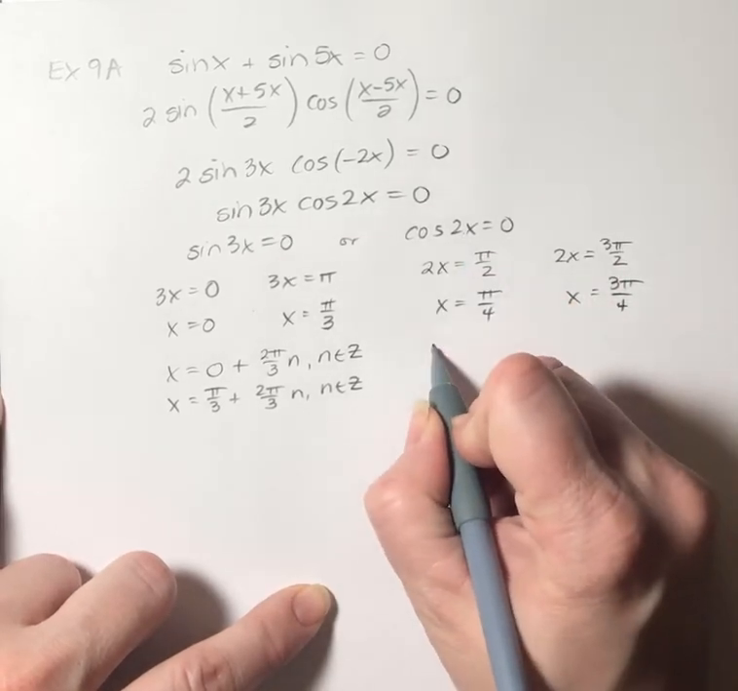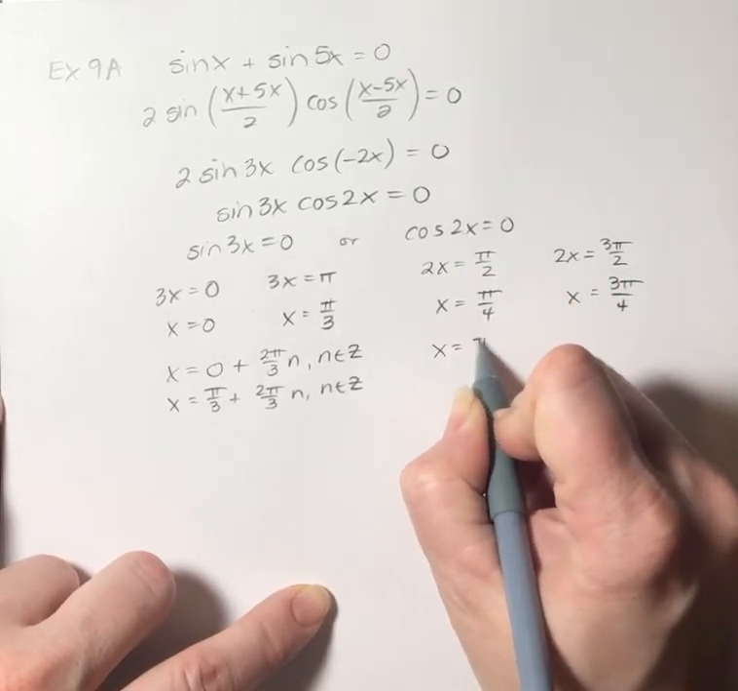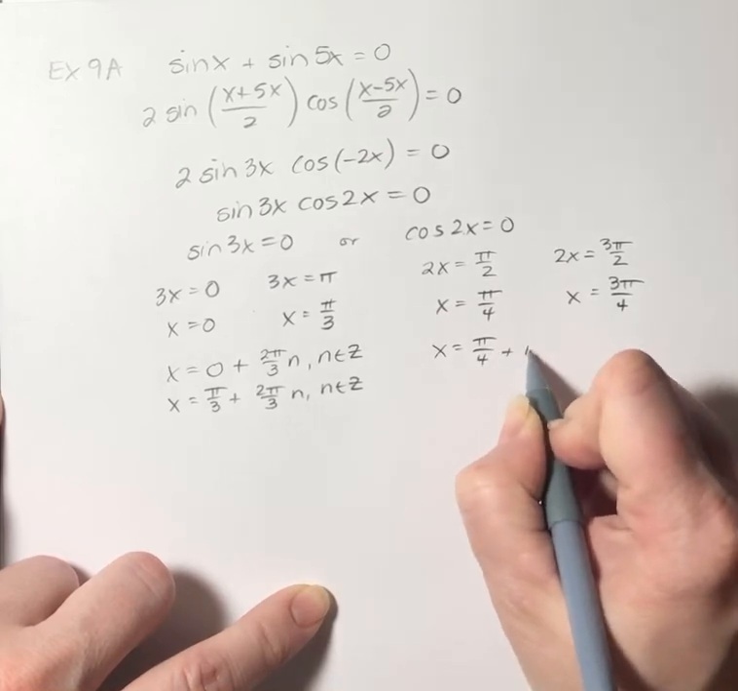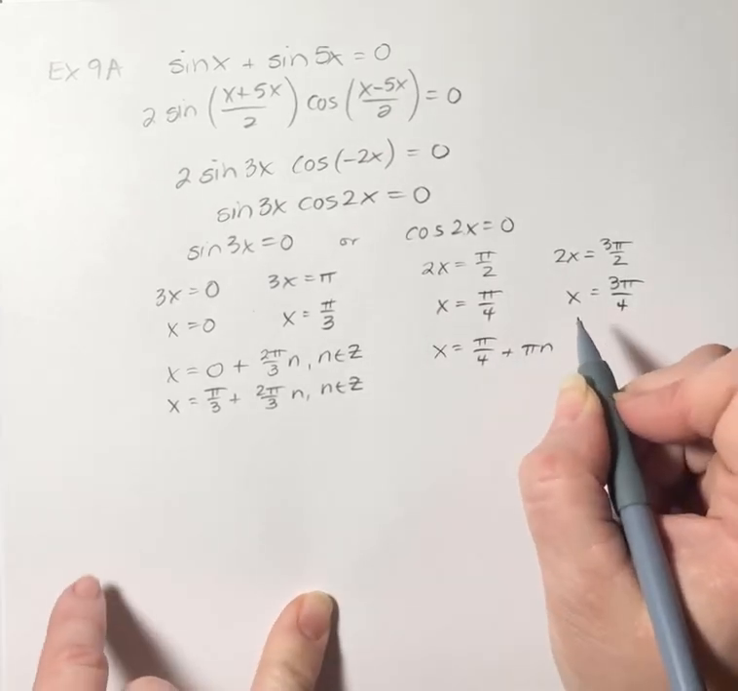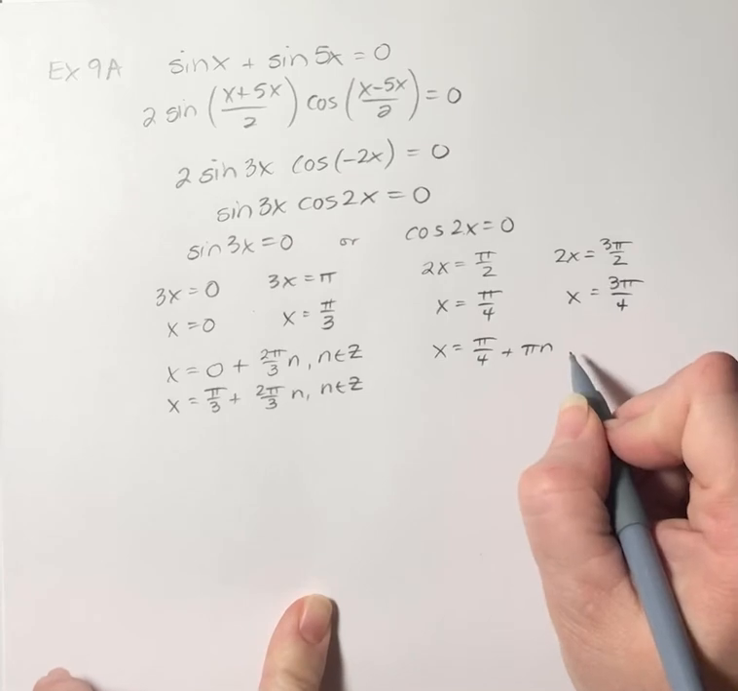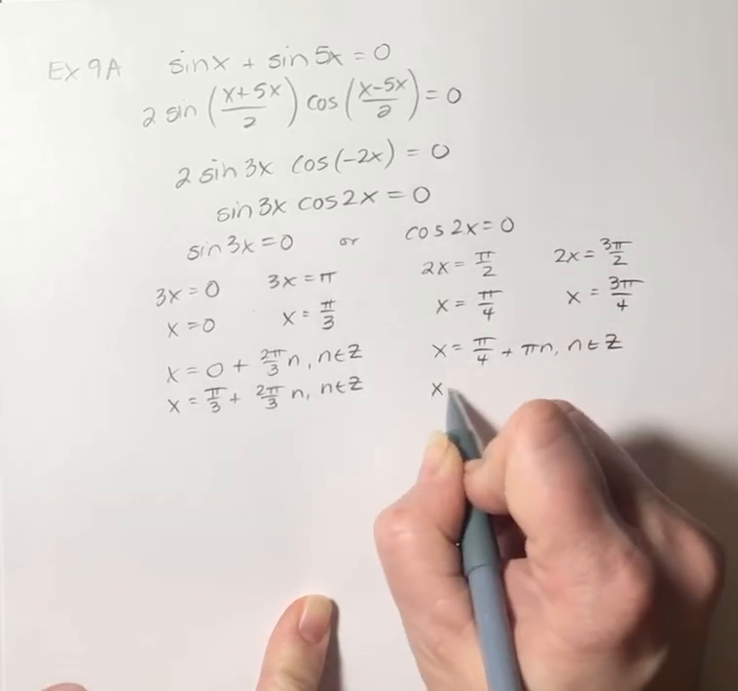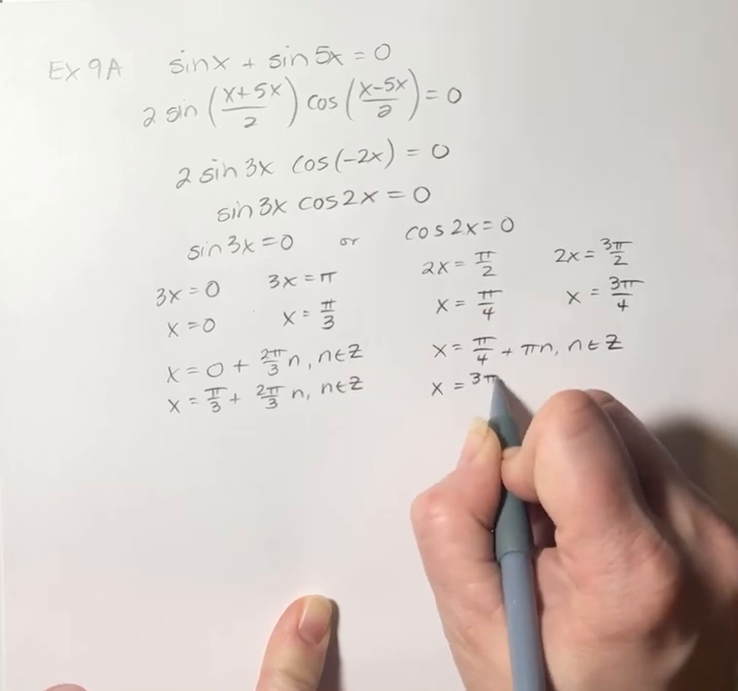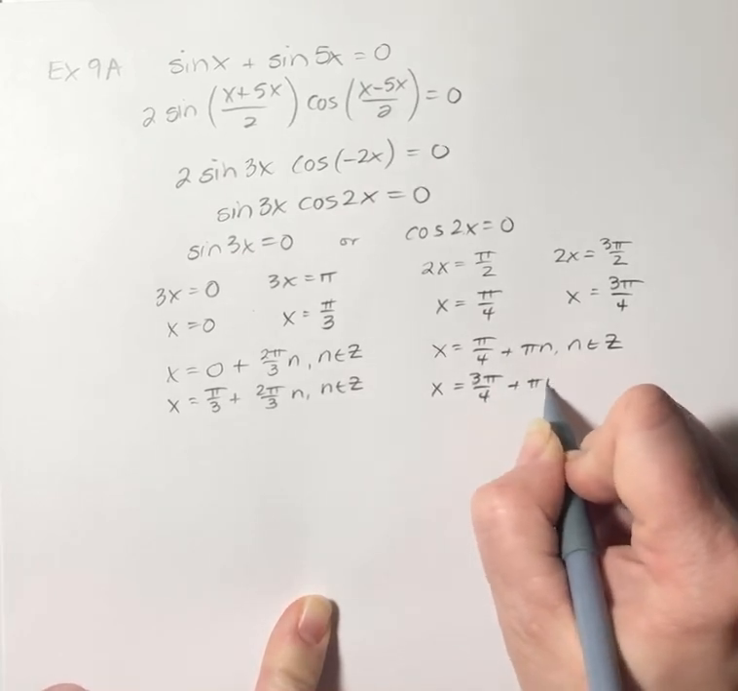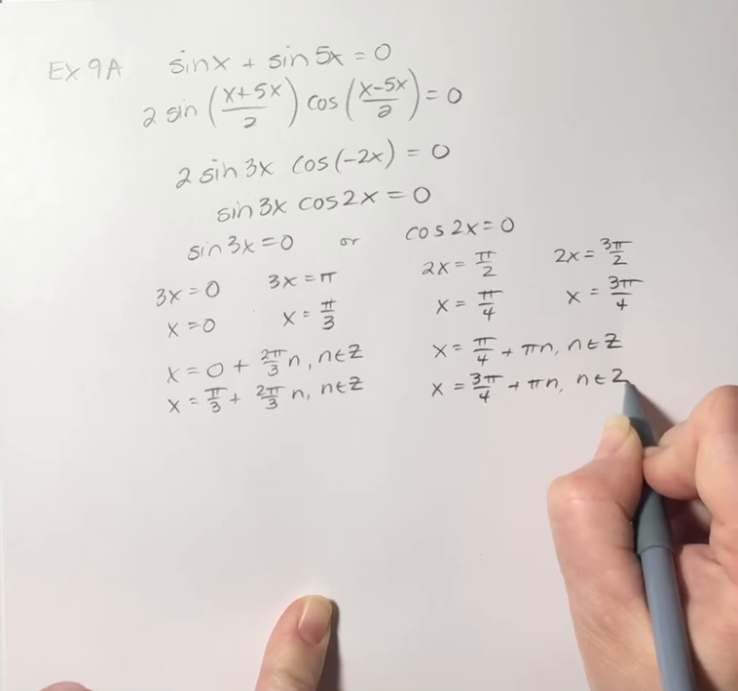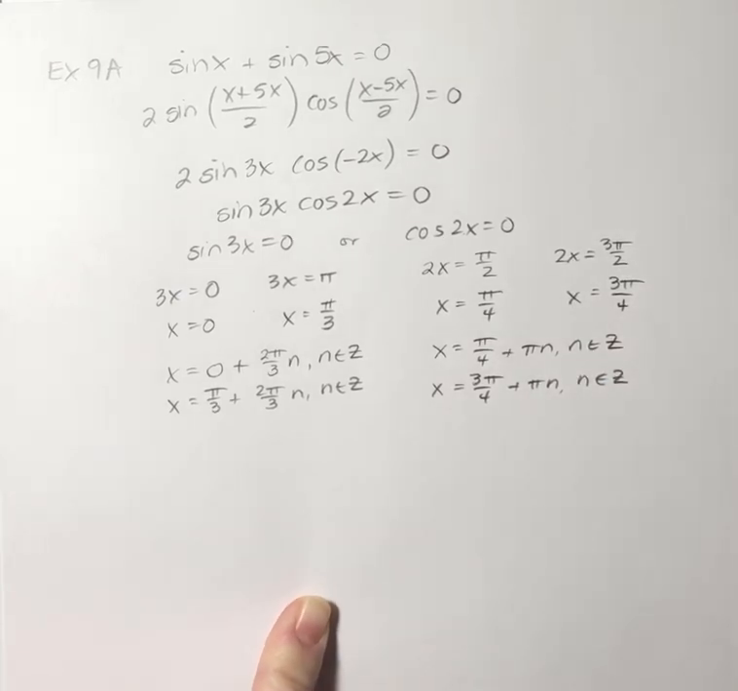So I'm going to have pi fourths plus pi n, and 3 pi fourths plus pi n. And that's my answer. All 4 of those would be what I would write.